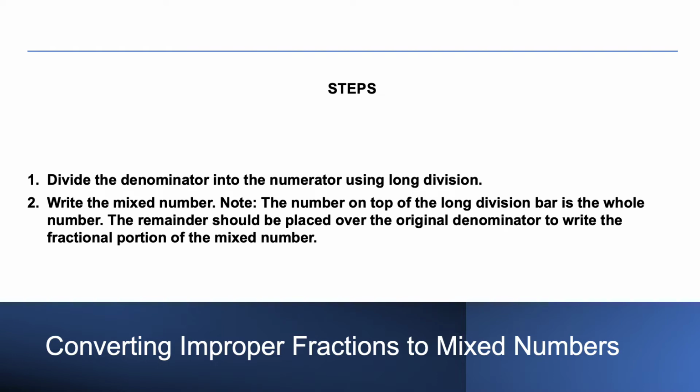A mixed number is a number that's comprised of a whole number and a fraction. So an example of a mixed number would be 2 and 2/3. We have a whole number and then we have a proper fraction where the numerator is less than the denominator.